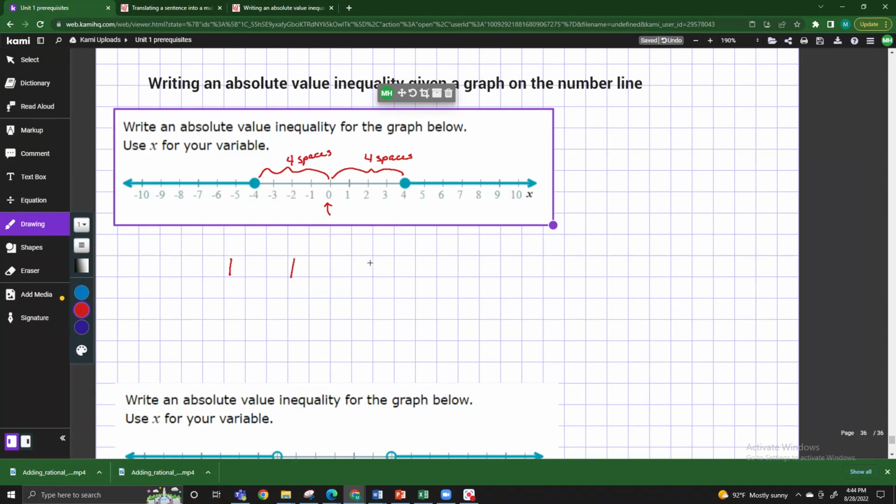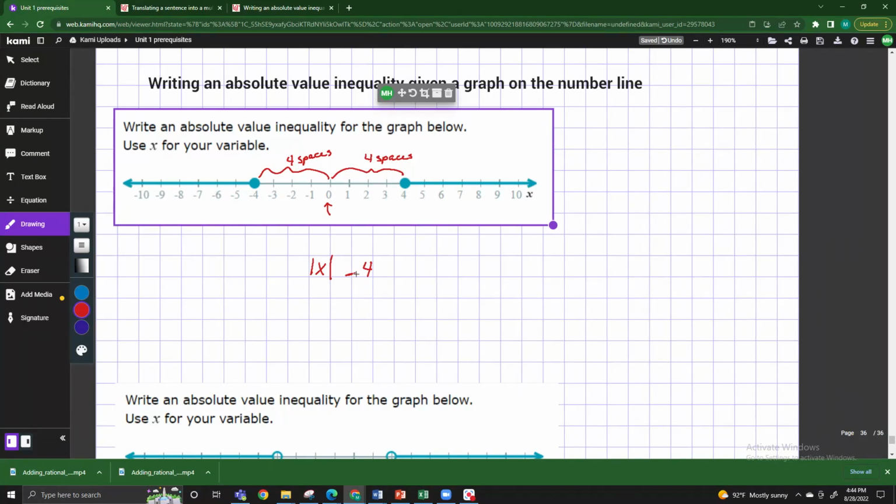All right, so we do know that 4 is there. We know it's or equal to. And now we have to decide with which variable. They say x for the variable. So I'm going to rewrite this a little neater. I have the absolute value of x because it is pivoted around the 0. So absolute value of x. And I know both of the numbers are at 4. And they're closed circles, so there's the line under the inequality.